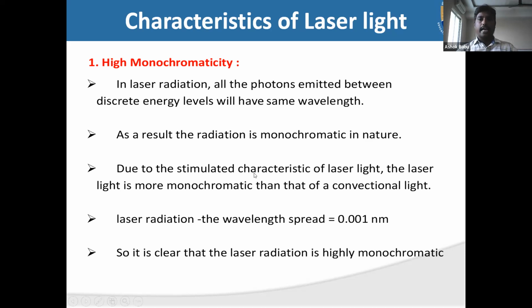Due to the stimulated nature of laser light, laser light is more monochromatic than conventional light. The wavelength spread is 0.001 nanometers. Try to imagine the spread of the laser beam. 0.001 nanometers is nothing but 10^-12 meters.